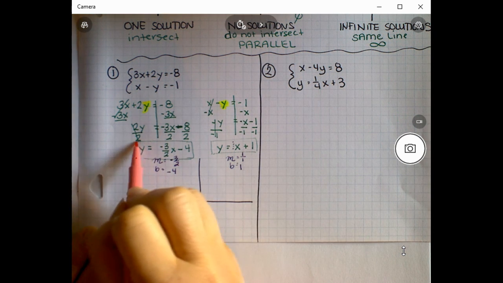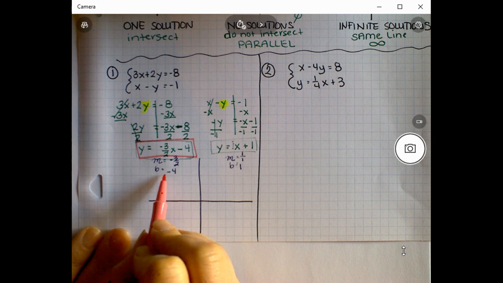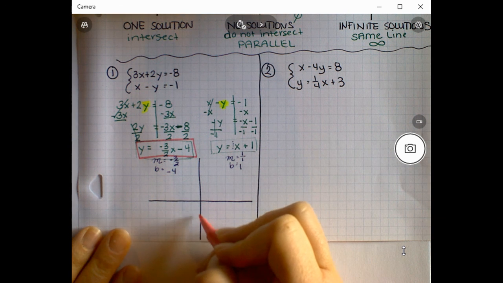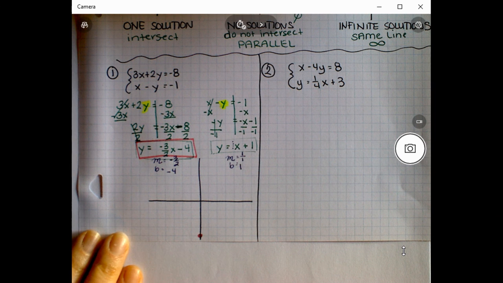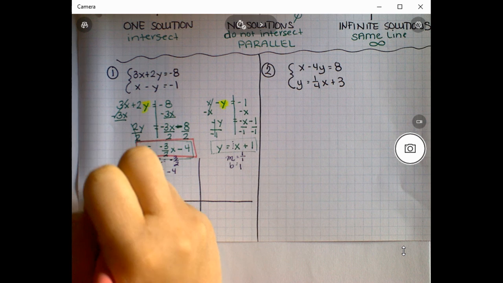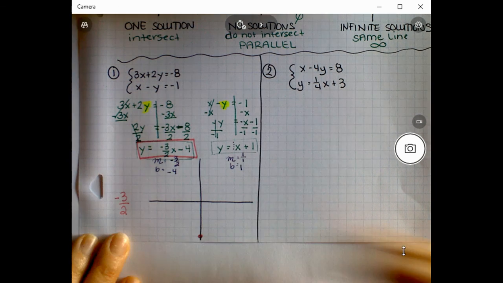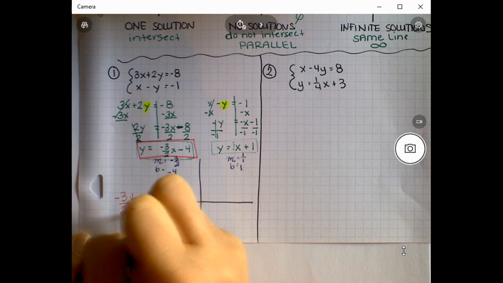For this equation, I'm going to outline it in pink. We know the y-intercept is -4. 1, 2, 3, 4. So we're going to put a point at -4. And then we know the slope is -3/2. I'm going to write that over here just so we can clarify. This means down 3 and to the right 2.